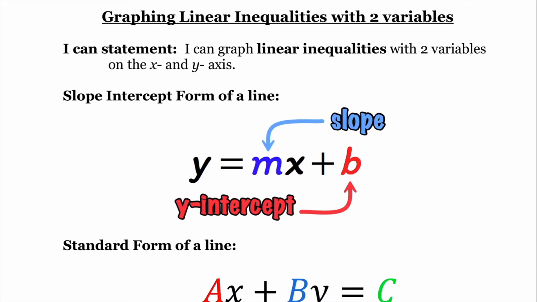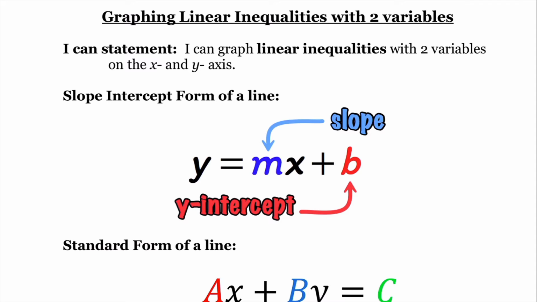Slope intercept, y equals mx plus b. You've probably heard that many, many times before today. Okay, y equals mx plus b. So let's review that. What is y equals mx plus b? It's what we call slope intercept form of a line. It's one of the three forms of a line. Okay, m is the slope.